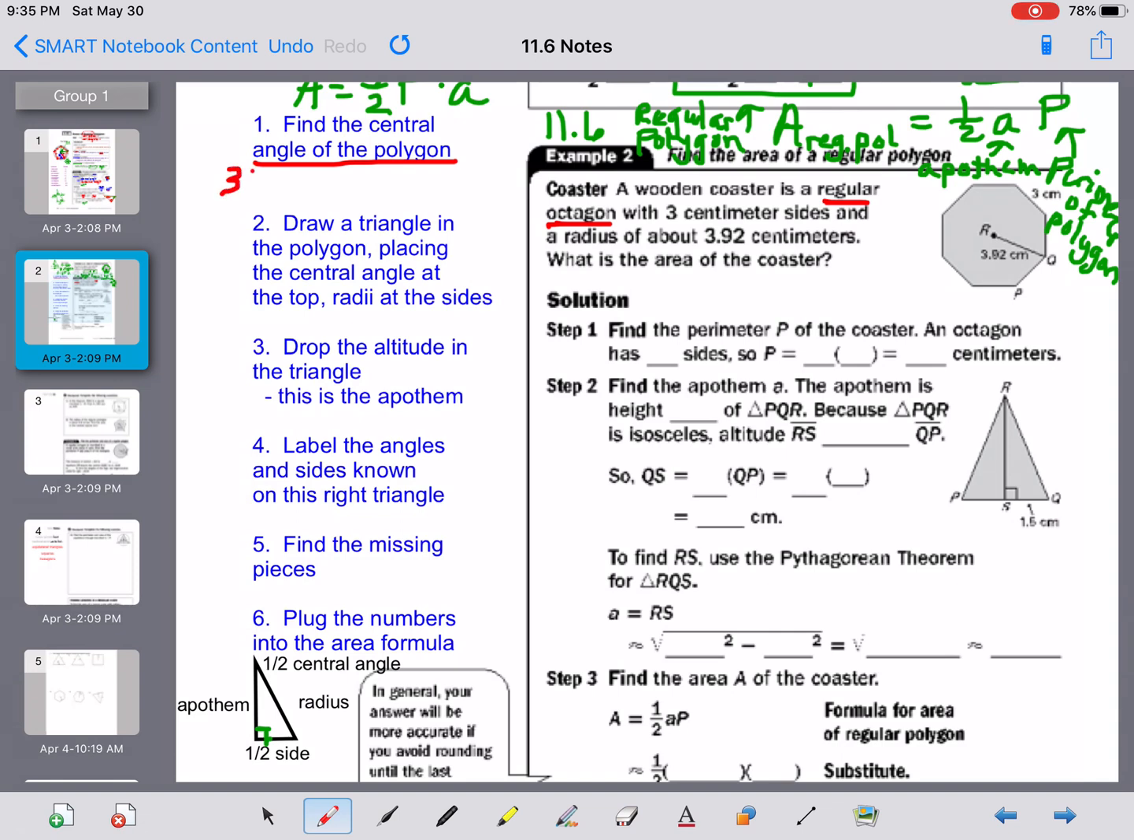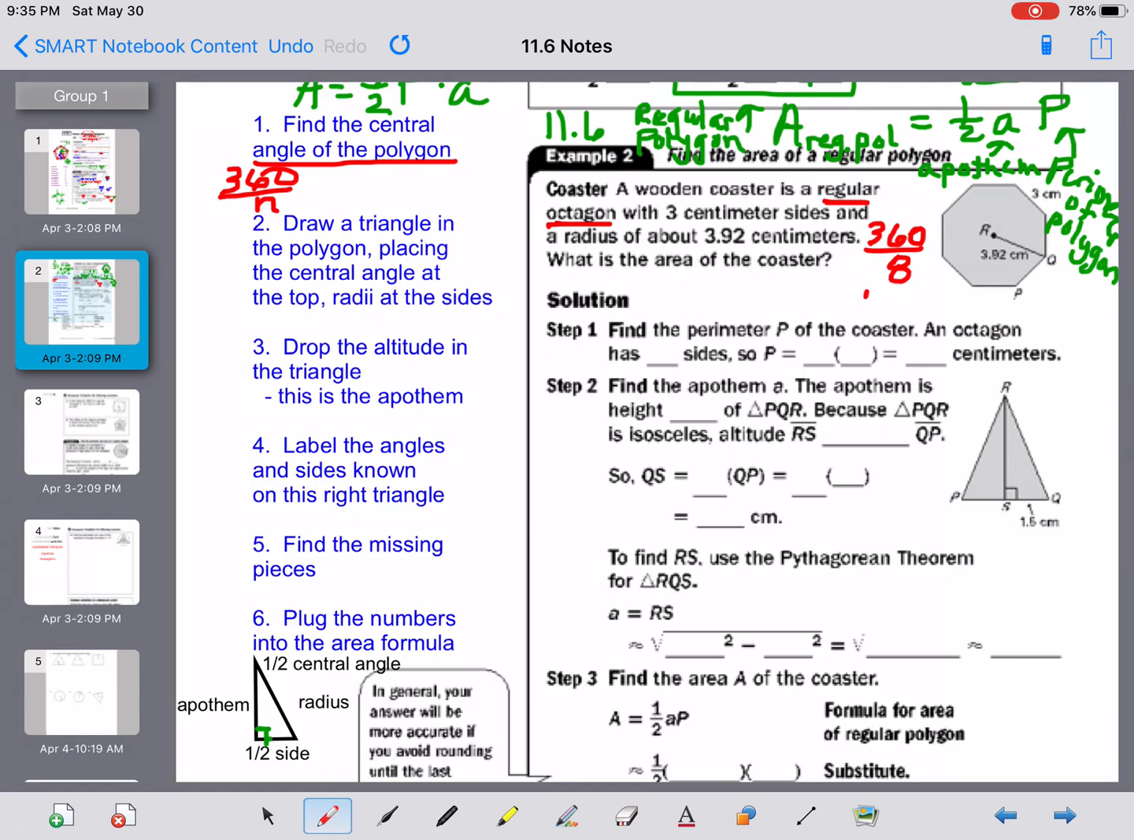And you're going to see this number all over. If you look at my answer keys, if you look at my work, you're always going to see me write 360 divided by how many sides there are. So in this particular one, I have 360 divided by 8, since there are 8 sides, and 360 divided by 8 is 45 degrees.